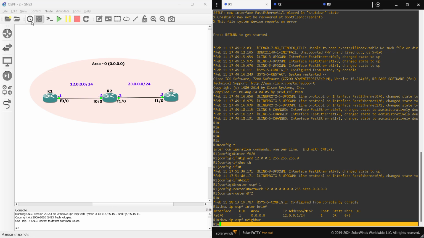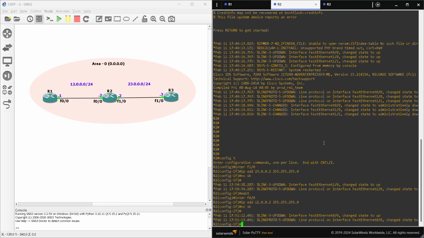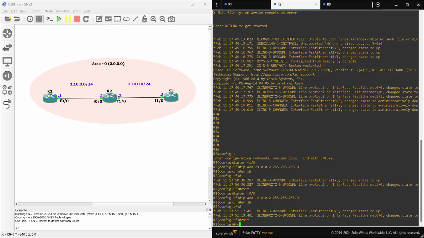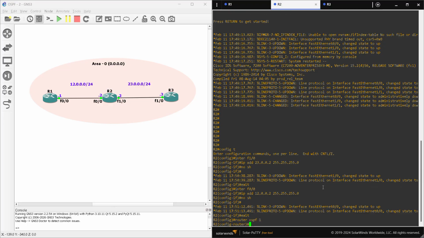So now we have to configure R2 with OSPF. Let's go. Router ospf with process ID, let's suppose 1. Now we'll give the network. For now we'll configure this FastEthernet 0/0. For that we have to give this network 12.0.0.0 with the inverse mask 0.0.0.255, along with the area, that is area 0. Great.